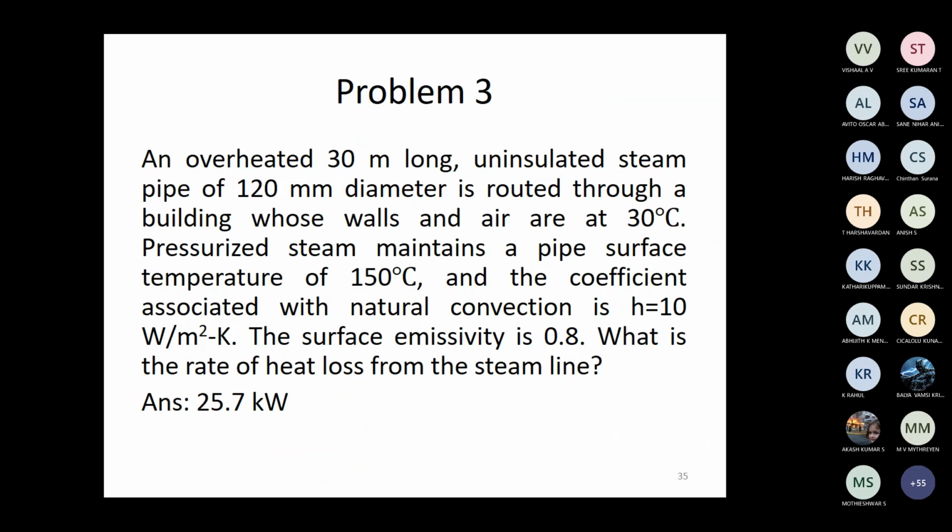So here we have an overheated 30-meter long uninsulated steam pipe of 120 millimeter diameter routed through a building whose walls and air are at 30 degrees Celsius. Pressurized steam maintains a pipe surface temperature of 150 degrees Celsius, and the coefficient associated with natural convection is h equal to 10 watts per meter square Kelvin. The surface emissivity is 0.8. What is the rate of heat loss from the steam line? Okay, so we have a hot steam pipe undergoing heat transfer. We have to find out the rate of heat loss.